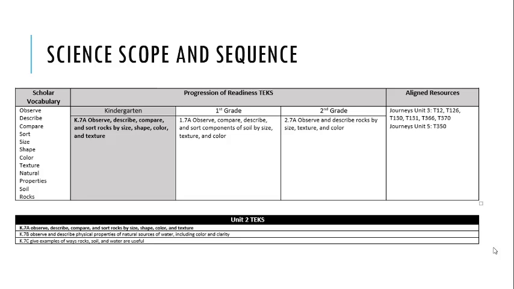In the science scope and sequence, the important vocabulary for scholars to know is observe, describe, compare, sort, size, shape, color, textural, natural, properties, soil, and rocks. The readiness TEKS are K.7A, which is to observe, describe, compare, and sort rocks by size, shape, color, and texture. Even though there is only one readiness TEKS, which will not spiral again, I would be sure to also hit K.7B and K.7C because these are also not going to spiral into future kindergarten units. This is also really important because when scholars get to 5th grade, they will focus heavily on rocks and the different types. Scholars will not get this material again until 1st grade.